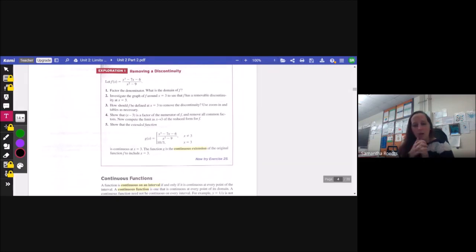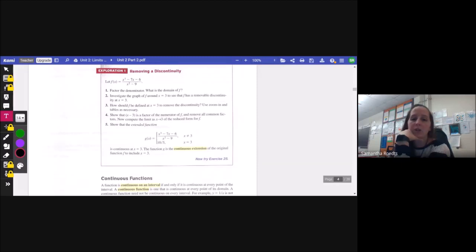Okay. So the function g is a continuous extension of the original function f to include x equals 3. Originally, when I factor the denominator, I can't have x equal to 3, or it will be 0. So there has to be some sort of discontinuity in this equation because I can set x equal to something and make my denominator 0.